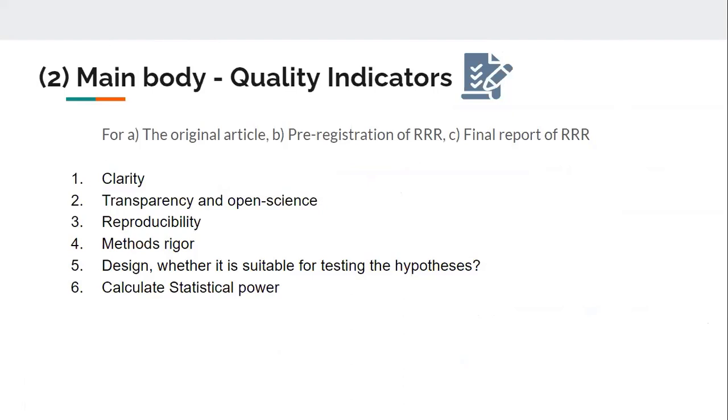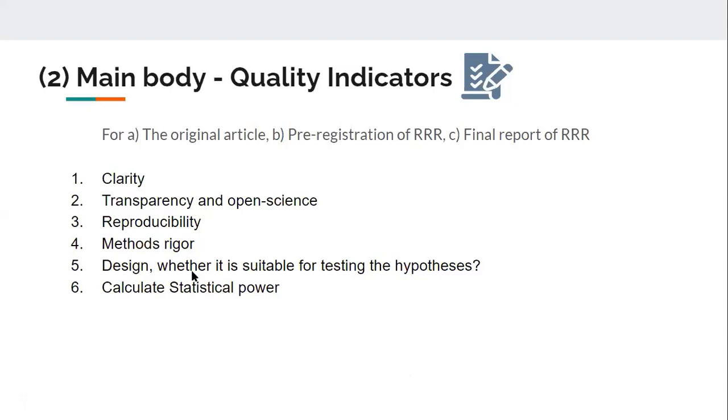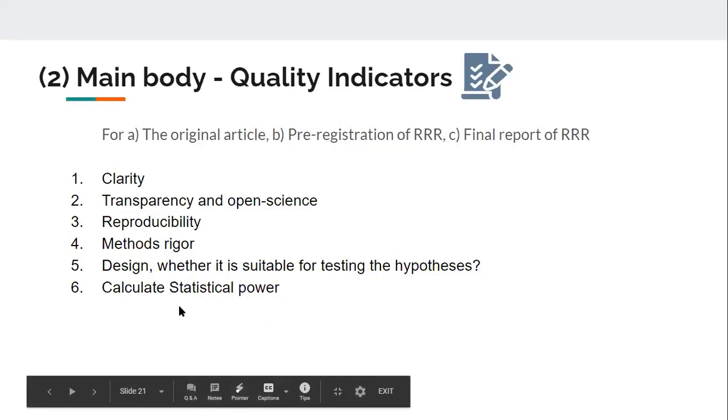And then the second part, the main part: what are the quality indicators? What are the ways we can assess? This is for three parts. The first, the original article. Second, the pre-registration of the RL. Third, the final report of the RL. Very key: transparency, open science, reproducibility, method recall, whether the design is suitable for testing the hypothesis, and power analysis, statistical power calculation, which we'll work on in the next tutorial.